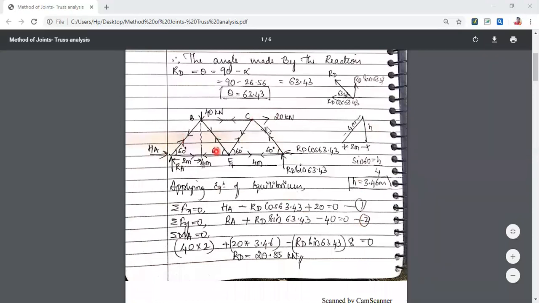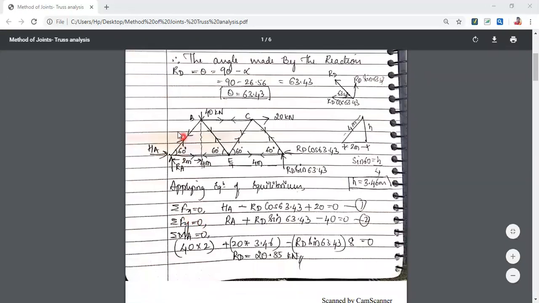Now let us apply the conditions of equilibrium to the truss only for external loadings. Summation Fx equal to 0: plus HA plus 20 minus RD cos of 63.43 equals 0. RD and HA are unknown; I'll name it equation 1. Summation Fy equal to 0: plus RA minus 40 plus RD sine of 63.43 equals 0. Again two unknowns, so we will keep it as it is.